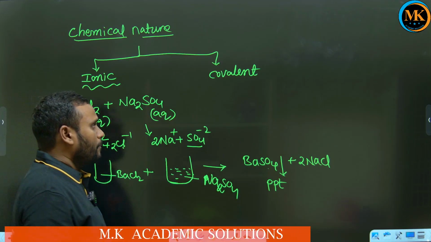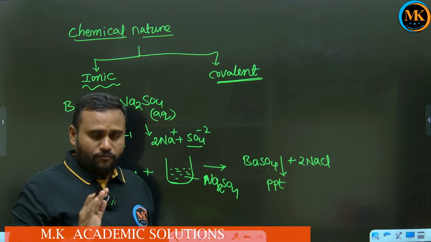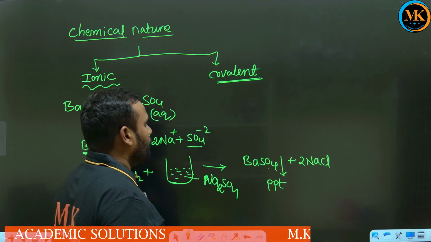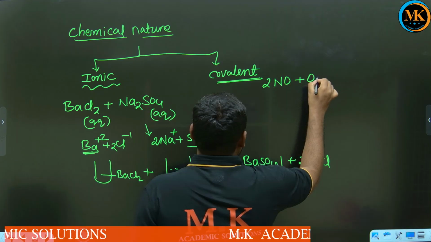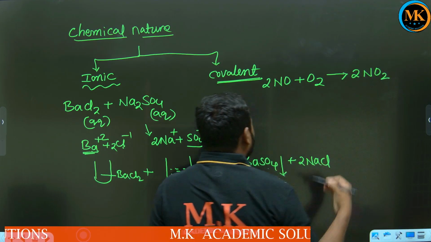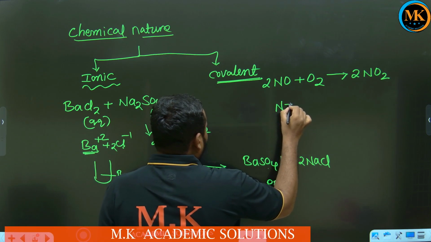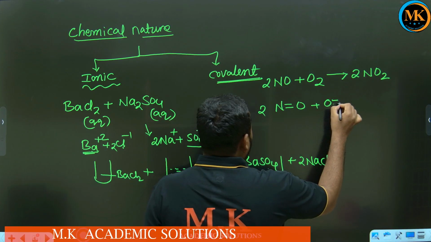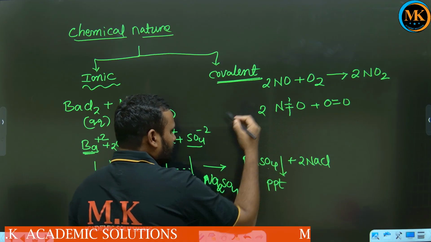But when you come to covalent reactions, we need to break the old bonds and then form the new bonds. For example, consider 2NO + O2 gives rise to 2NO2. In case of NO, an N double bond O is present. So two molecules we are going to take, and in case of O2, a double bond is present. Here, initially we need to break these old bonds.